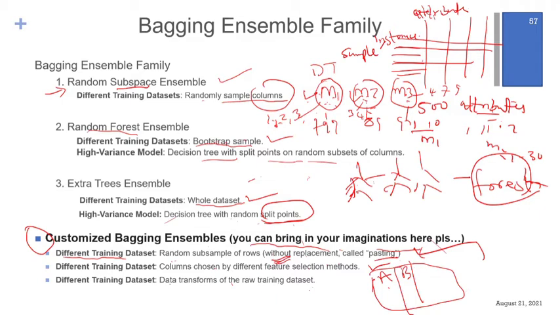What are the columns that we're going to use? Feature selection 1 says, okay, use this one and this one. Feature selection 2 says, no, use this one and this one. So you'll have different feature combinations based on the feature selection you're using. And the third one says, data transforms of the raw training data set. This is another new idea that people try to explore.